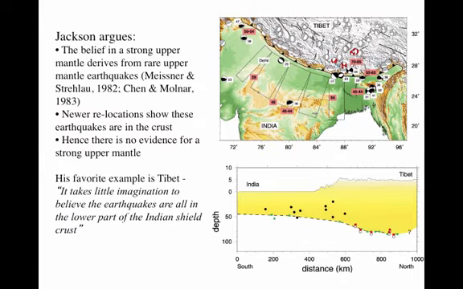James Jackson will argue that the belief in a strong upper mantle comes from rare upper mantle earthquakes, but being able to better locate those foci shows that those earthquakes are actually in the lower crust. And so there's no evidence for a strong upper mantle. And his favorite example is in Tibet, where they've located earthquakes to depths of 80 to 90 kilometers in the lowermost crust.